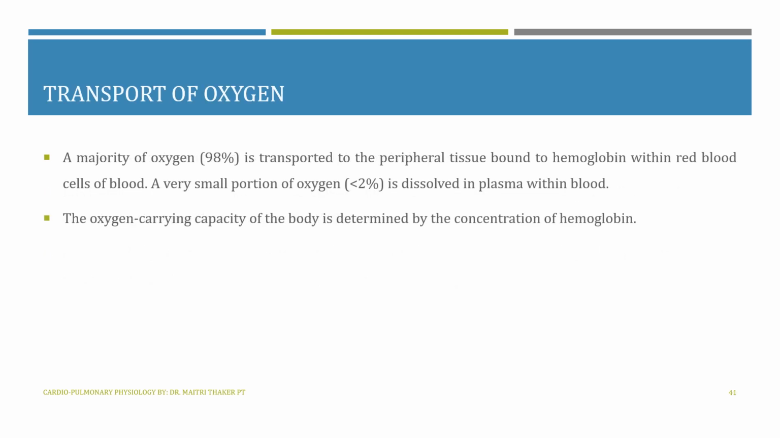Now the third part, after discussing ventilation and respiration, is transport of gases. We will discuss how oxygen and carbon dioxide are transported. The majority of oxygen is transported to the peripheral tissue bound to hemoglobin. Hemoglobin is present in our red blood cells, and the remaining 2% of oxygen gets dissolved in plasma within the blood. The oxygen carrying capacity of the body is determined by the concentration of hemoglobin.